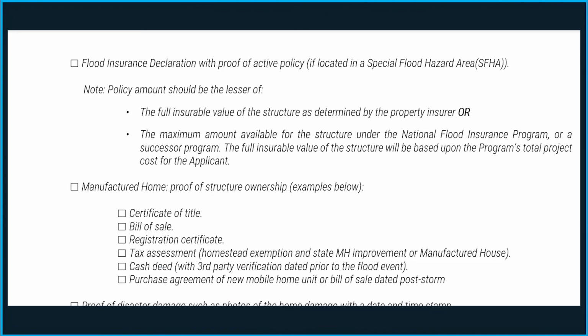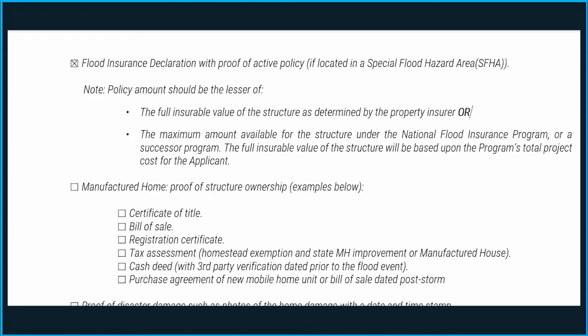Applicants should provide flood insurance declarations with proof of active policy if the property is located in a special flood hazard area. Note, the policy amount should be the lesser of the full insurable value of the structure as determined by the property insurer, or the maximum amount available for the structure under the National Flood Insurance Program or successor program. The full insurable value of the structure will be based upon the program's total project cost for the applicant.